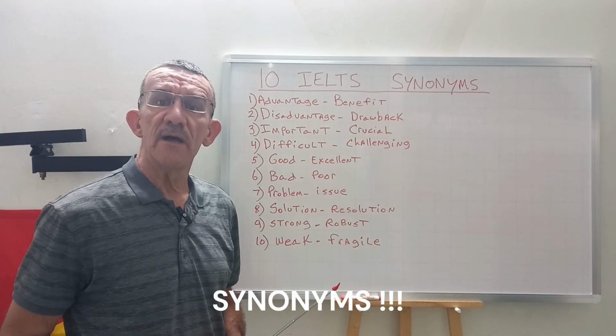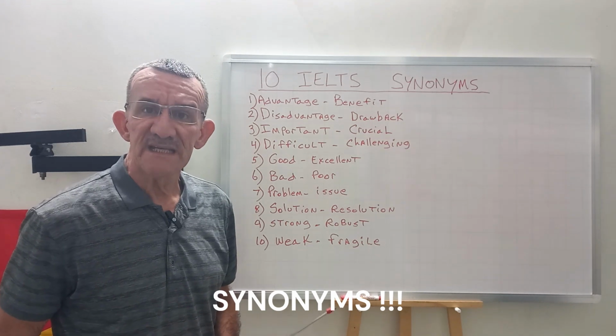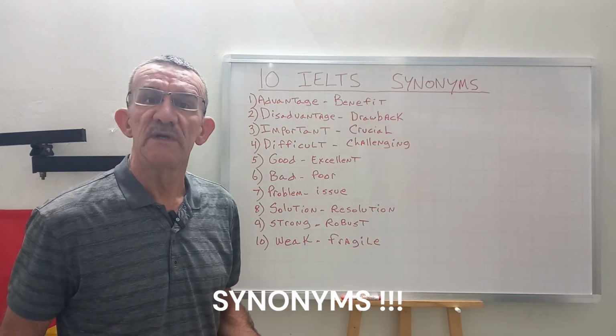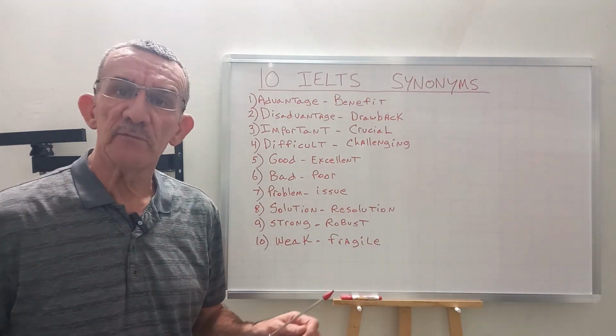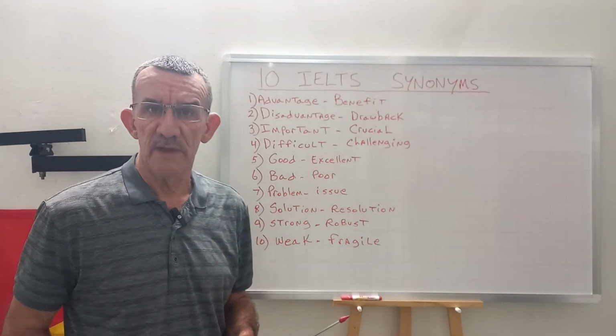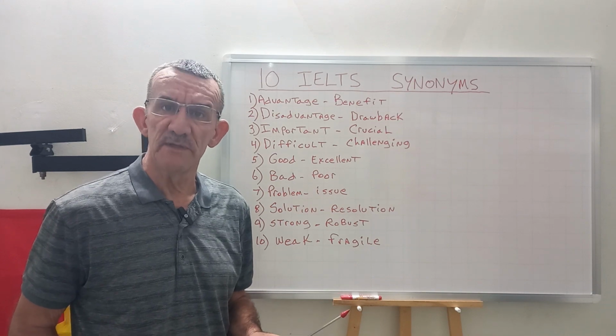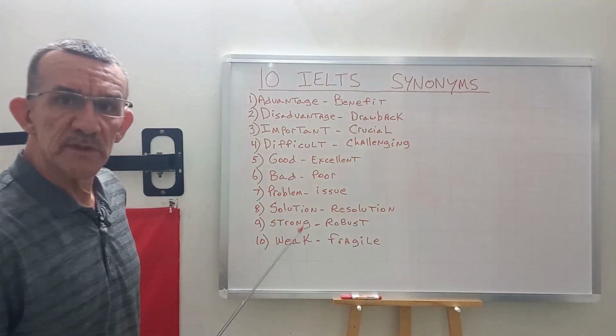Today we're talking about synonyms. Now, what is a synonym? Synonyms are words that are spelled different, look different, but mean almost the same thing, okay? So we have 10 of them today. Let's take a look. First one, advantage.